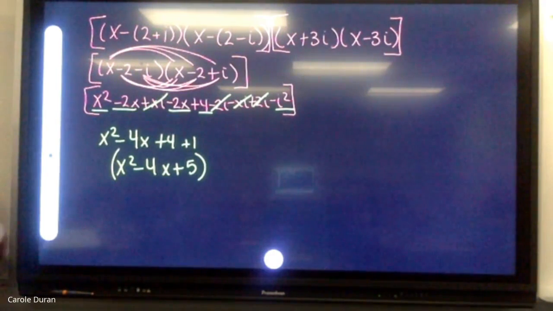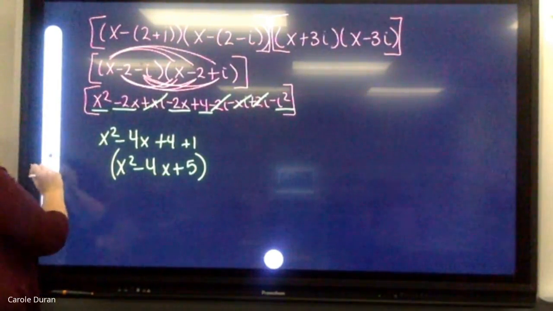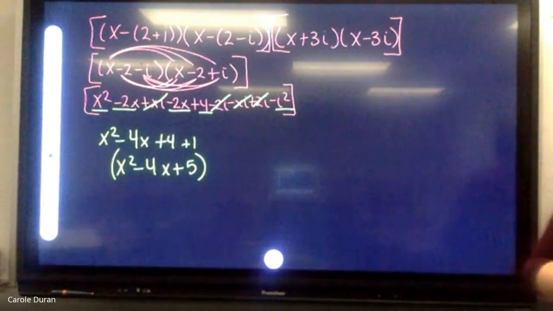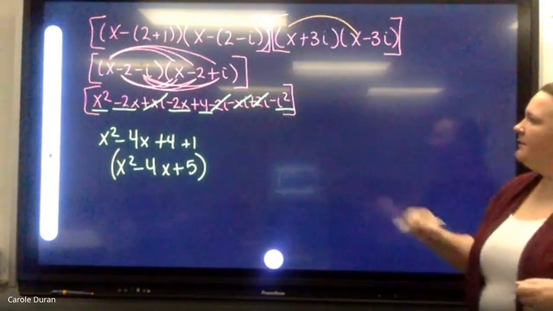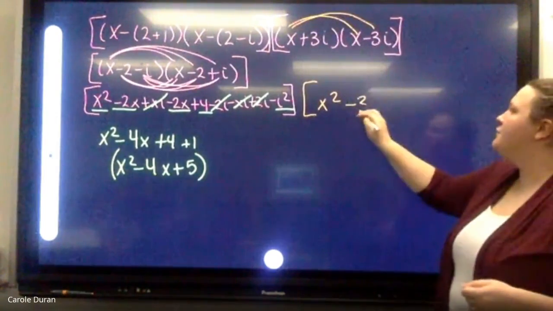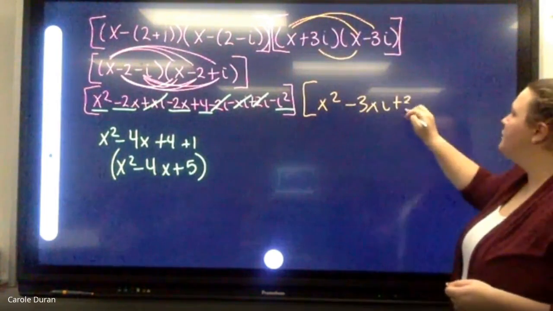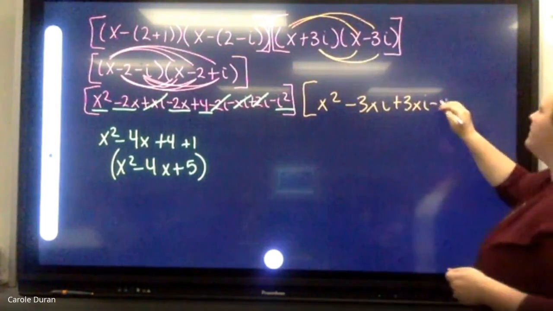But this was only half of my original polynomial. Don't worry, the other half is significantly easier. So then I go to my second group of factors, and I do the same thing, except they are each binomials, so I can do normal foiling here, and it won't take as long. So what's x times x? x times a negative 3i is negative 3xi. 3i times x is a positive 3xi. And 3i times a negative 3i is a negative 9i squared.